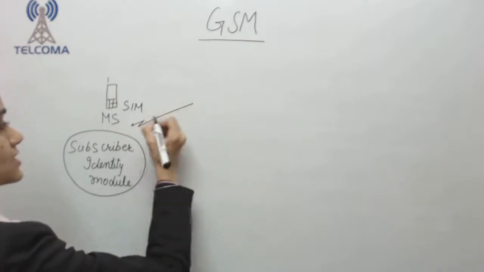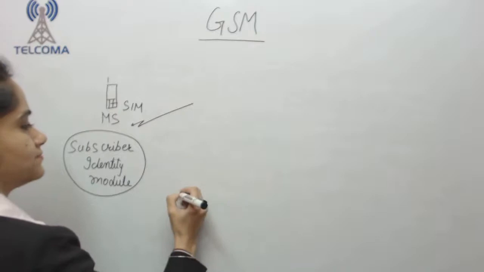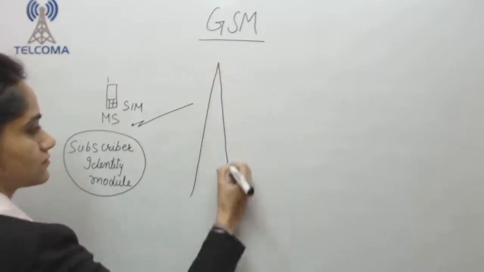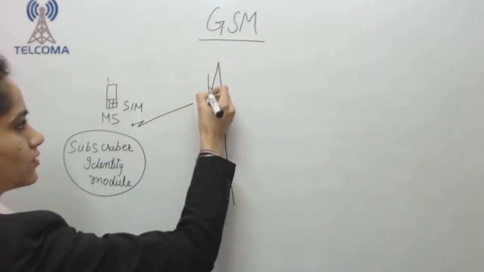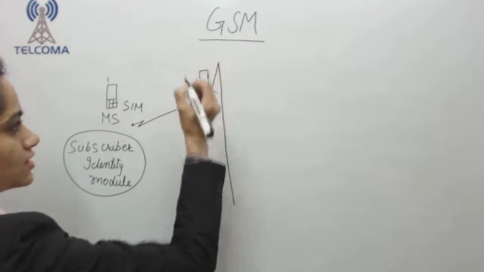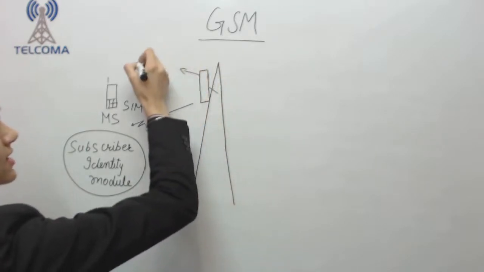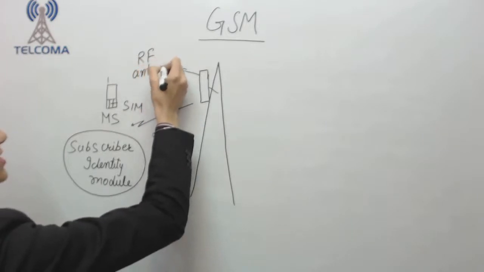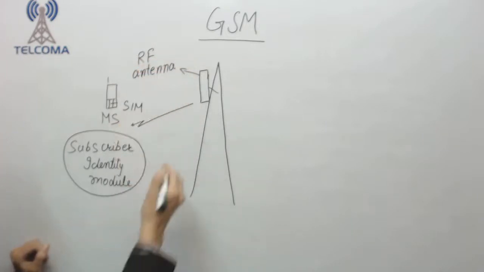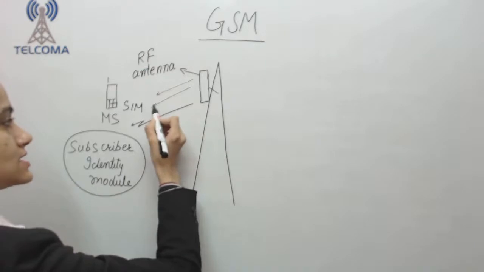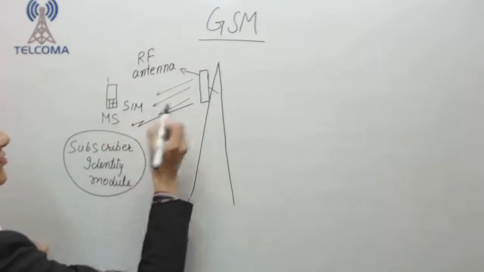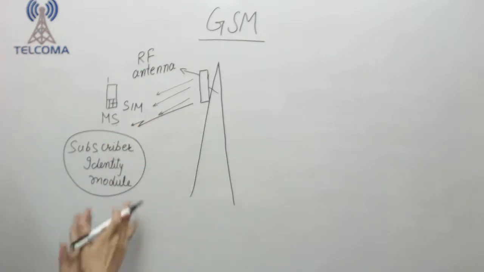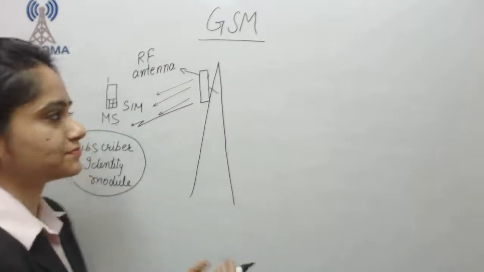Now this mobile station can catch the signal from the tower on which an antenna is mounted. This antenna is an RF antenna, which is a radio frequency antenna. That means it emits various radio frequencies, and my mobile station will catch these radio frequencies so that it can attach to the network.